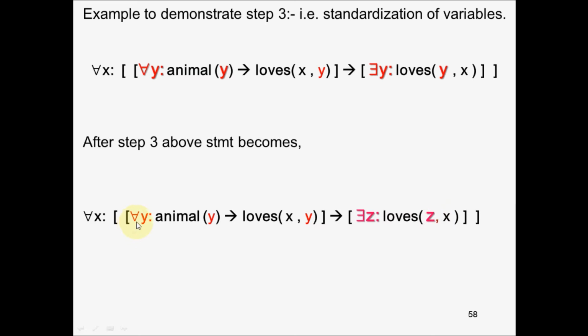So now you have three unique variable names, y, x and z. So this is basically standardization. If required, only then you have to go for step number 3, right?